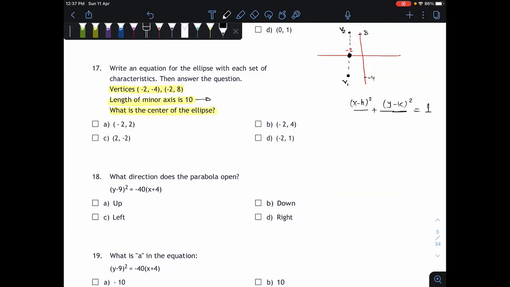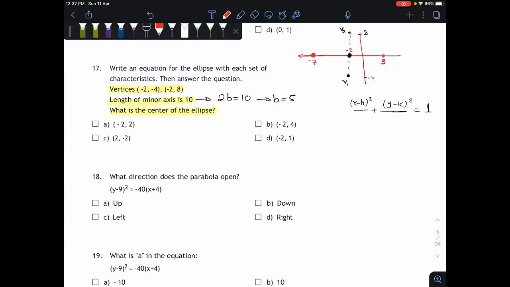So because the length of the minor axis is equal to 10, so we said before that the length of the minor axis is equal to 2b. So the b is 5. So when I say that b is 5, from this point -2, I'm going to move to the right 5 units and to the left 5 units because this ellipse is vertical. From -2 moving 5, we will stop at 3 and 0. And from -2, we move to the left 5 units, so we will stop at -7.